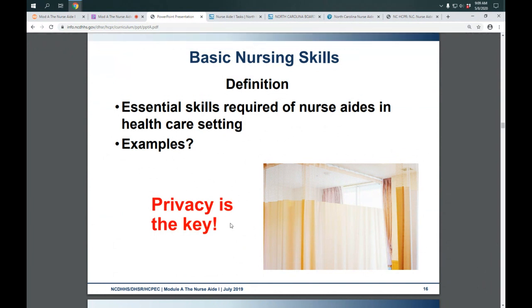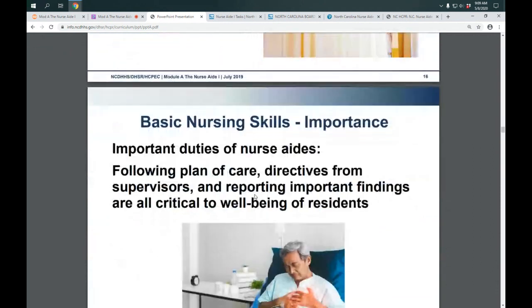Privacy is the key. As soon as someone leaves their home and goes to a hospital or a nursing home, first thing they lose is their privacy. And in turn, right behind that, it goes their dignity and self-respect. Okay, so privacy is absolutely huge when you're performing any of these nursing skills.